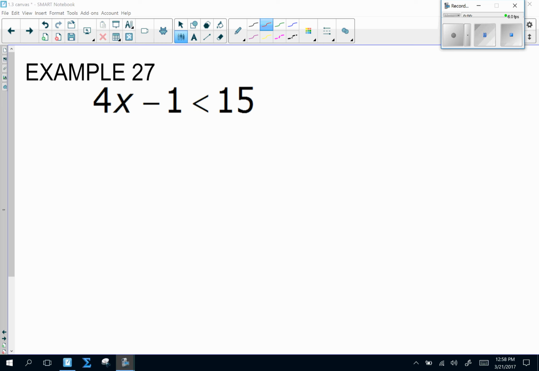Example 27, 4x minus 1 is less than 15. So we have to remember our goal here is to solve for x, to get x by itself. So we need to move everything away from the x. We have to move it to the other side of the inequality. So I'm going to draw my line because I know I have to move everything to the other side of the line.